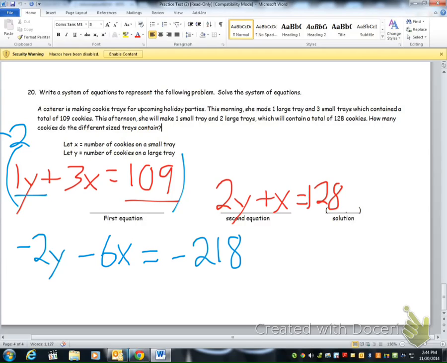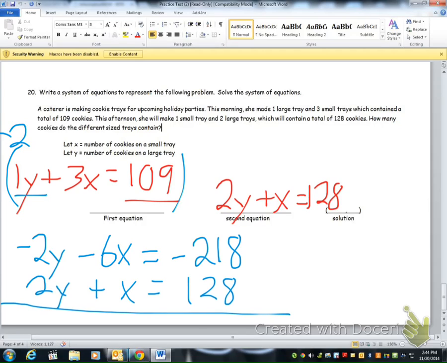Right? Everyone with me so far? Now, that equation and the other equation, 2y plus x equals 128, you can add together and eliminate your y terms. Those go away. Negative 6x and positive 1x gives us negative 5x. And negative 218 and 128. Somebody do that one in their calculator. I'm too lazy right now. Negative 90, isn't it? Is that right? Negative 90? Sure. Yes.